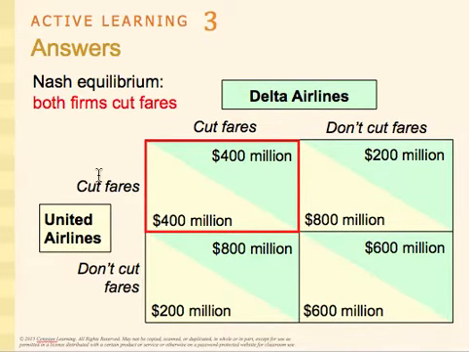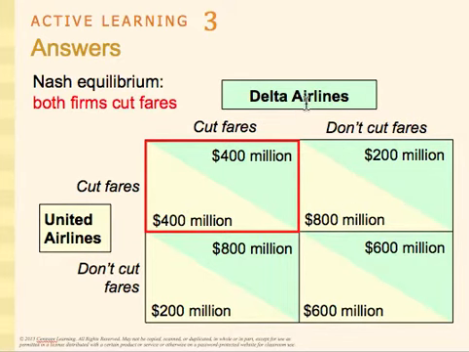Now, flip the script. United Airlines has two choices: cut fares, don't cut fares. What's better, 400 million or 200 million? Well, 400 million, so put a check in the cut fares. What's better, 800 million or 600 million? Well, you'd rather make 800 million, so you put a check in the cut fares column. So its dominant strategy is to cut fares.